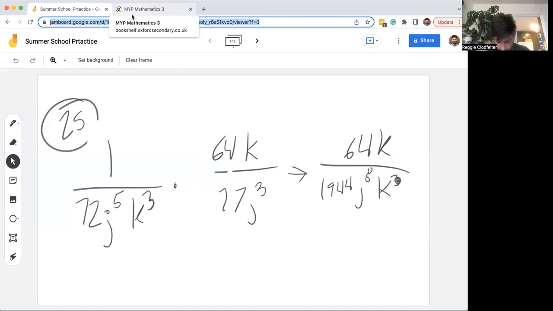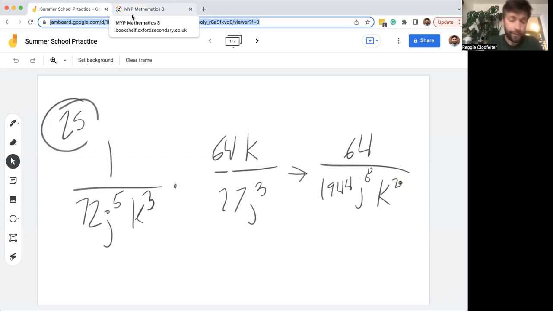Okay. So now I'm going to look to simplify. I've got k's there. I've got a k to the first divided by k to the third. I'm going to do 1 minus 3. I get k to the negative second. And I'm just going to go ahead right now and just plop it on the bottom to make it positive. So now I've got k squared in my denominator.